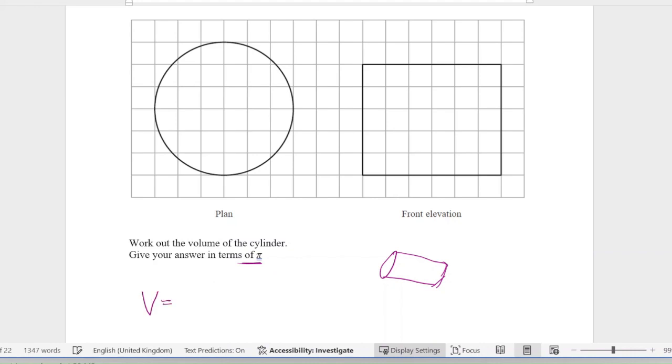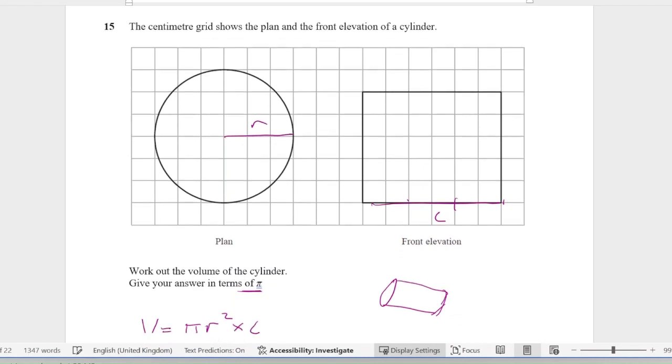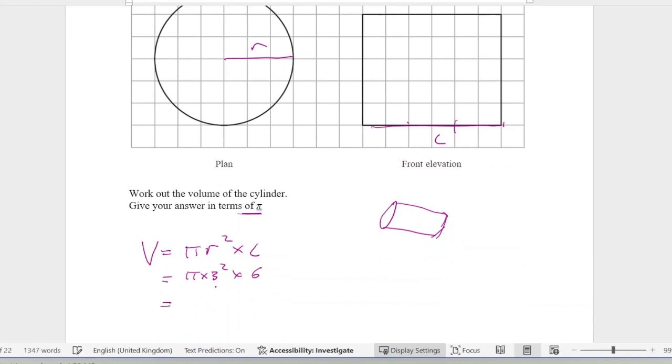So the volume of the cylinder is going to be the area of the circle, which would be pi r squared, times by the height or the length of the cylinder. So if I call that my r and I call that my L, so r is going to be equal to 3, so it's going to be pi times by 3 squared times by the length, which is 6. Just double checking that we've got a centimetre grid. I'm going to assume it's a centimetre grid. Yeah, it says centimetre grid there. Okay, so that's going to become 9 times by 6, which is going to be 54 pi centimetres squared.